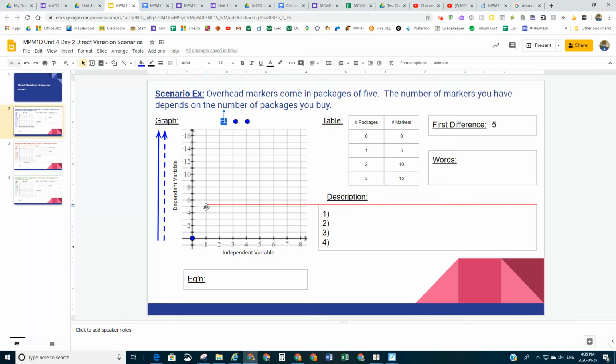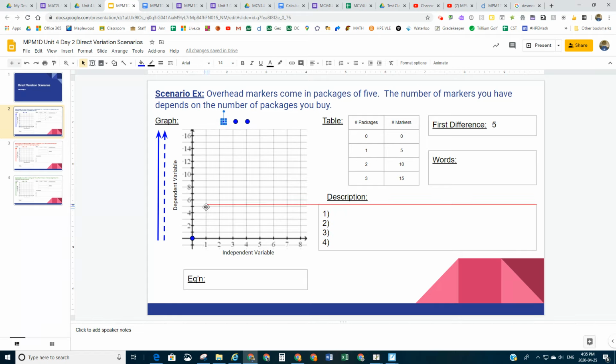Okay, so there we go. So 0 and 0, 1 package means 5 markers. Next one, 2 packages goes to 10 markers, and 3 packages go to 15, and we've got this linear relationship.